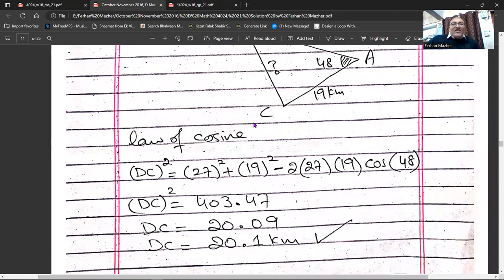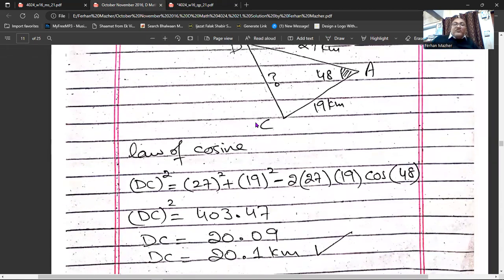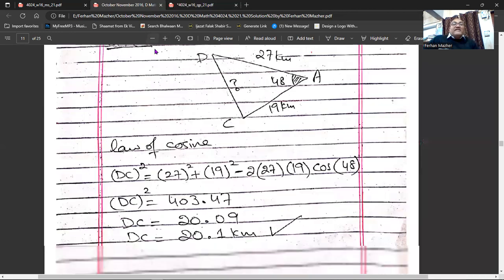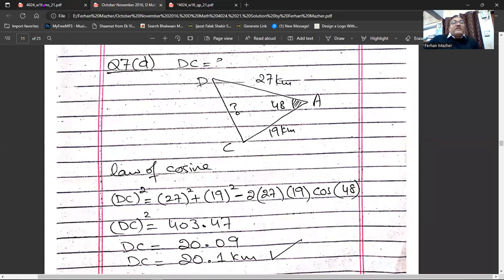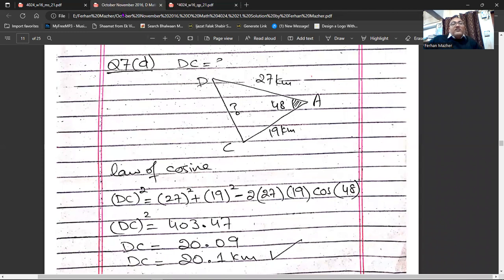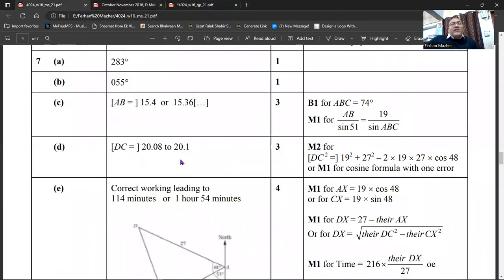Law of cosine. Okay, the DC square will be equal to 27. In your calculator, just write it directly: 27 square plus 19 square minus 2 multiply 27 multiply 19 multiply cos 48, equals, square root of the answer, equals, you will get 20.09, that is 20.1 kilometer. So this is our answer. So let's check question number 7, D part. 20.08, 20.09, 20.1. They say 20.1. This is the right answer, sir.